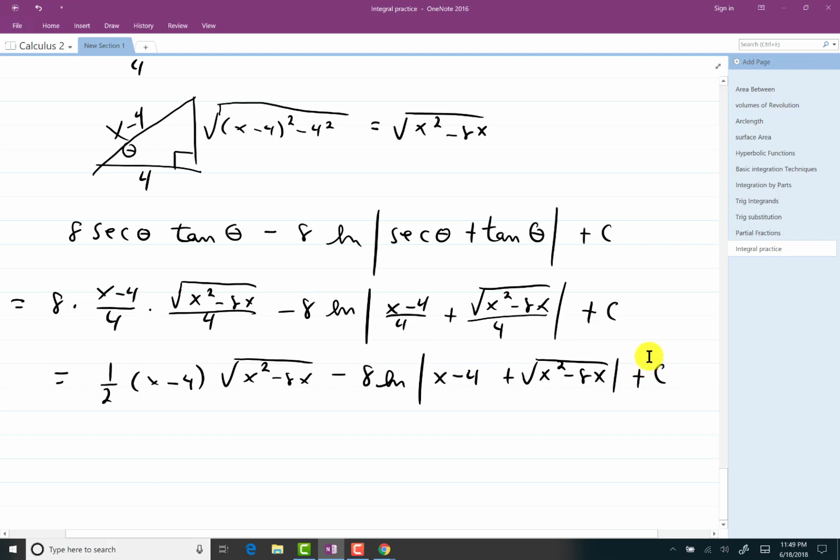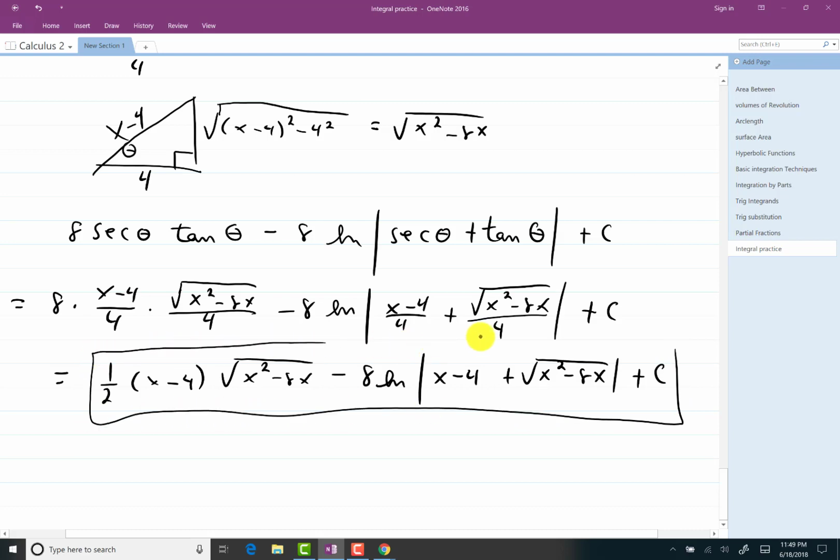Any constant you have can be sucked into C, and you can write the same type of answer. So this answer's as good as this one. They are both correct answers because they differ by a constant. That's important. We reuse C over and over again. Every single problem, it renews itself as a brand new C. So honestly, either one of these answers is acceptable.